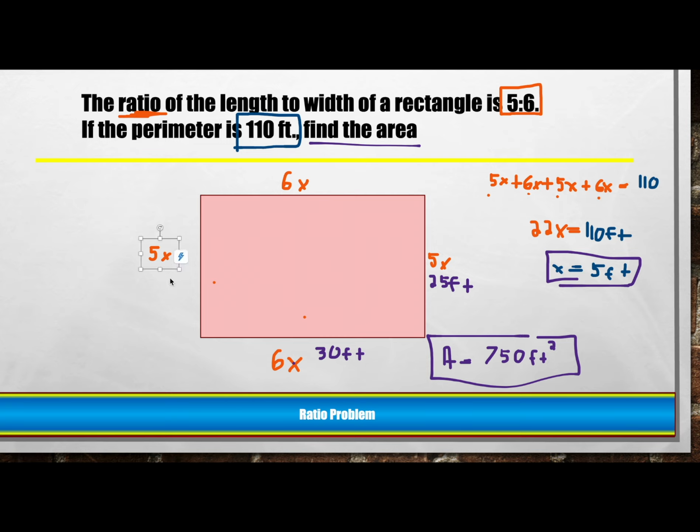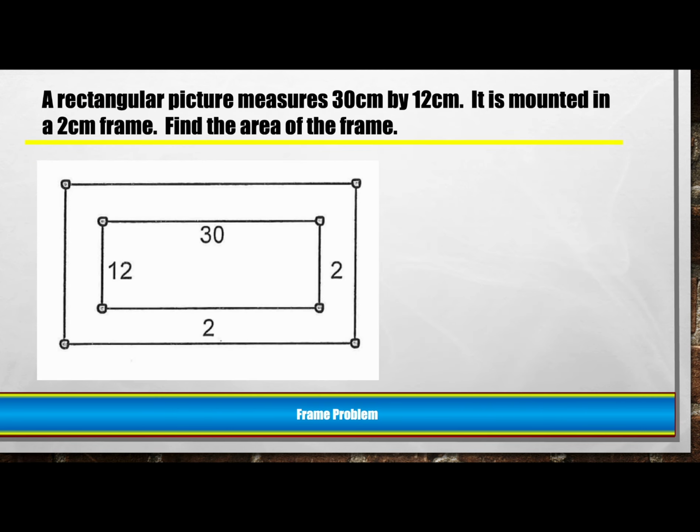So 5x and 6x. So next up we have a rectangular picture that measures 30 centimeters by 12 centimeters, and it's mounted in a 2 centimeter frame. Find the area of the frame. So on the inside here we have just a picture, and this outside area here is going to be the frame. This little orange circle I'm drawing is the frame.